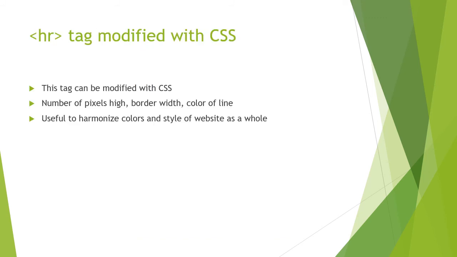Now, the plain HR tag just creates a dark gray line across your screen. This tag can be modified using CSS to change how many pixels high the line is, the color of the line, and so on. Let's say a dark gray line doesn't mesh with the color scheme you're using on your website. You can, for example, do this.